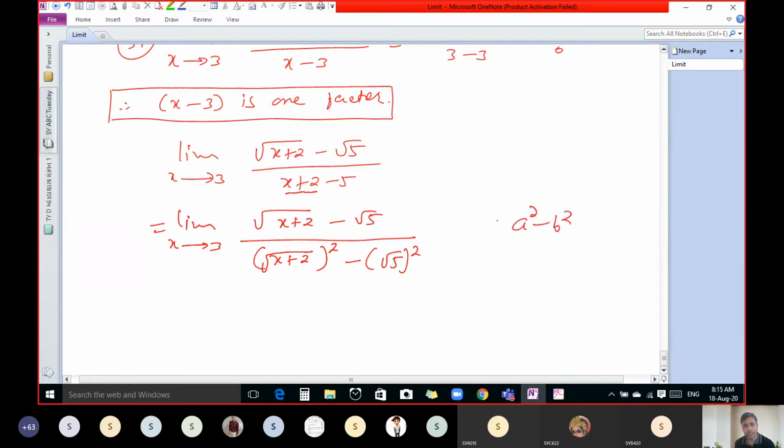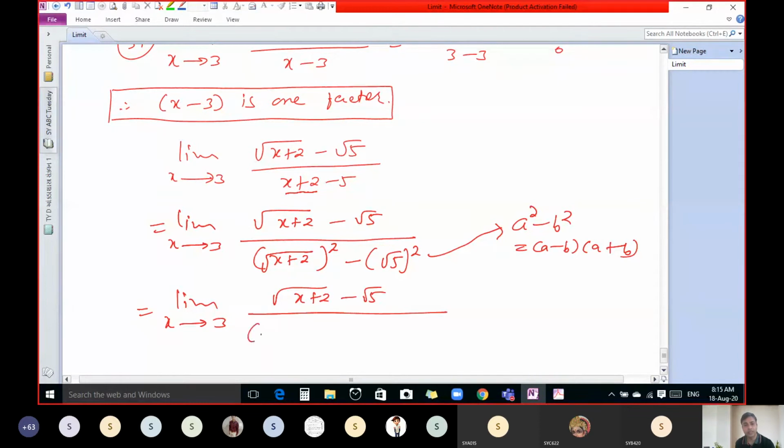And now this denominator looks like a square minus b square, and we know the factor of that, it is a minus b, a plus b. So find out the factor of the denominator, not the numerator.